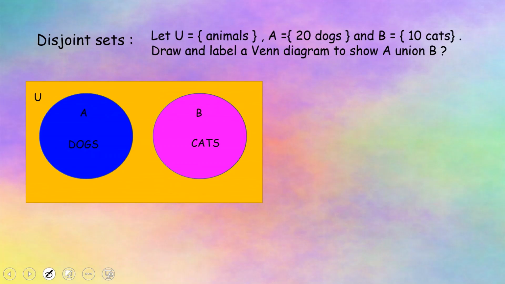Next, in the same fashion, we have disjoint sets for union. Let us consider that U here is your universal set. This is your Venn diagram to show disjoint sets. A and B are two sets. In set A we may have dogs and in set B we may have cats, and U is your universal set, say animals. If A has 20 dogs and B has 10 cats, and you are asked to draw and label a Venn diagram to show A union B, how do you do it?